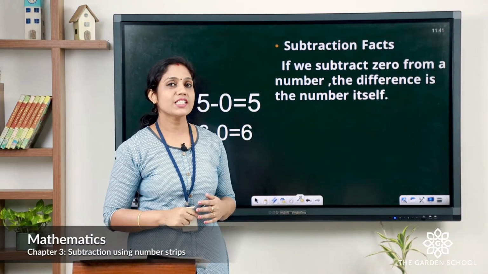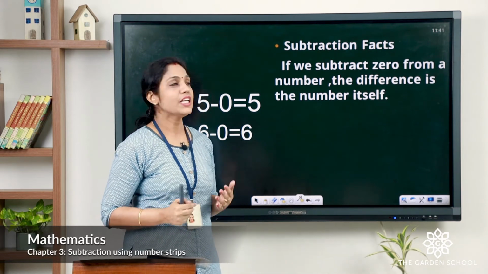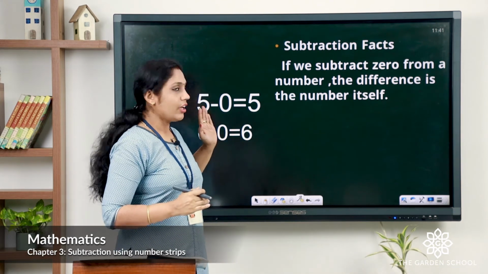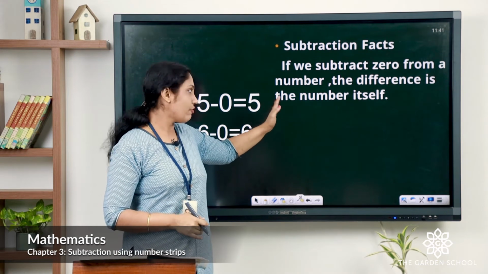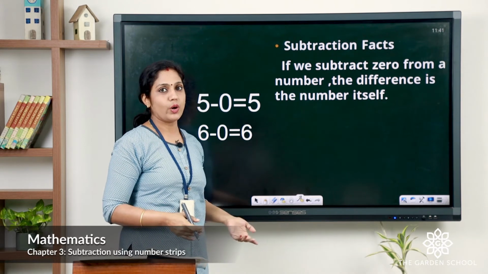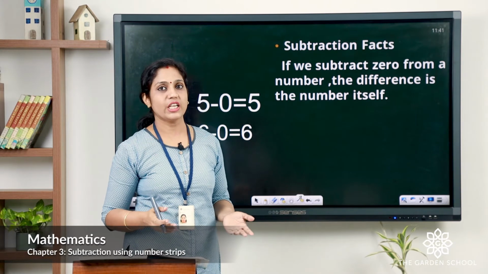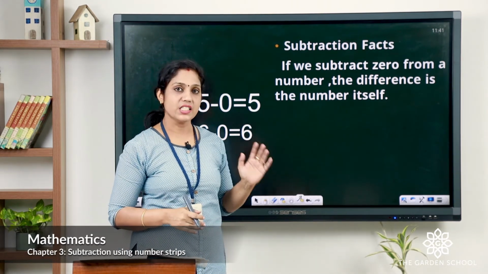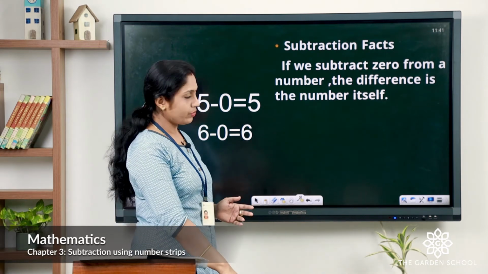Now we'll move on to the subtraction facts. If we subtract 0 from a number, the difference is the number itself. That is, 5 minus 0, we get the number itself, 5. 6 minus 0 is equal to 6. Likewise, 2 minus 0 is equal to 2. 12 minus 0 is equal to 12. So this is the subtraction fact. If we subtract 0 from a number, the difference is the number itself.